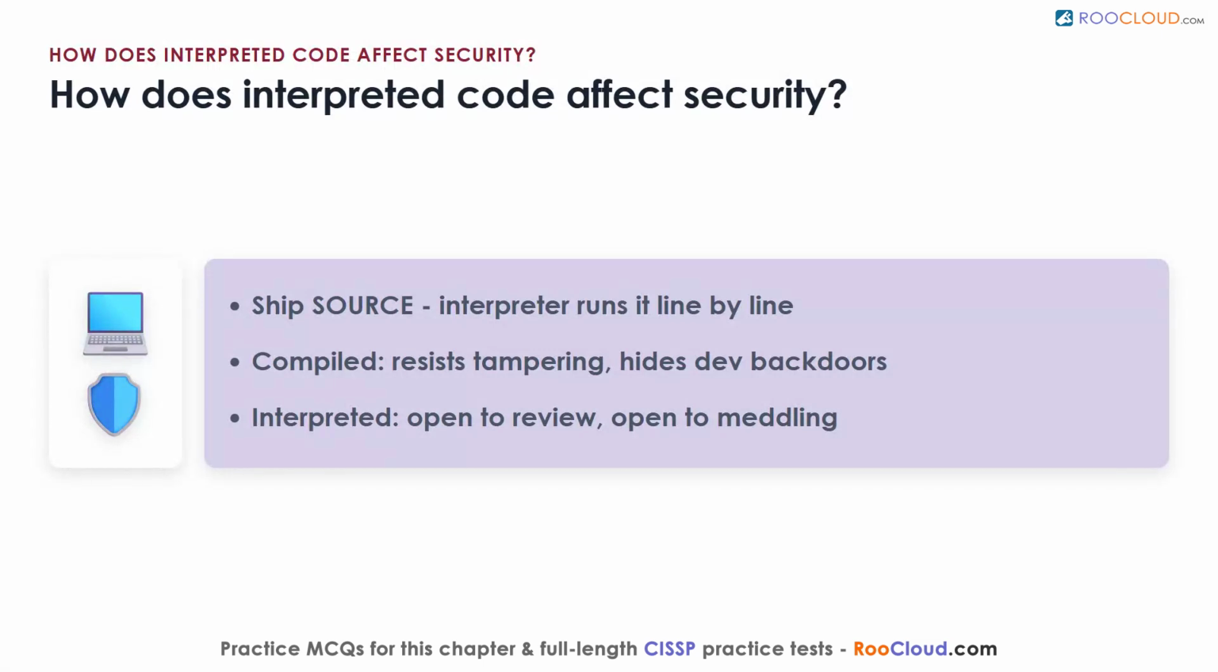And what does that mean for security? With an interpreted language such as Python or JavaScript, you ship the source code itself, and an interpreter on the user's machine runs it line by line. Because the source travels in the open, anyone can read it. That cuts both ways. Compiled code resists outside tampering, but a dishonest developer can bury a backdoor no end user will ever see. Interpreted code exposes that hidden logic to inspection, yet everyone who touches the file can also alter it.